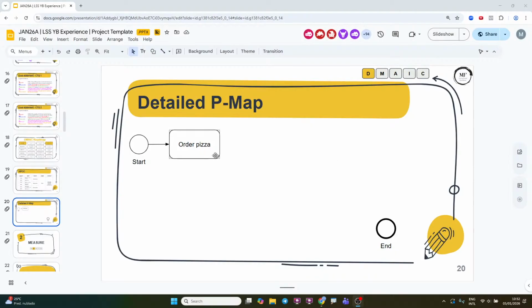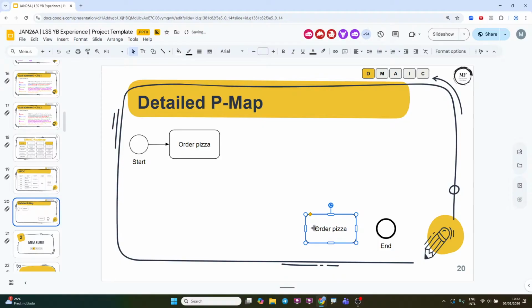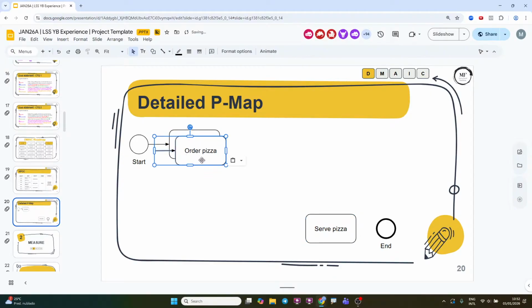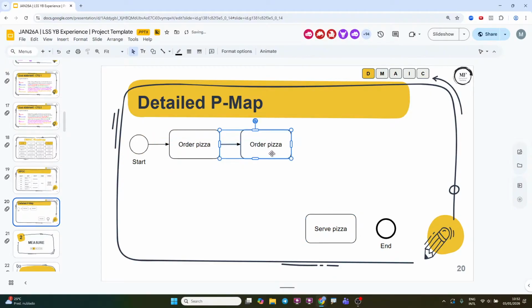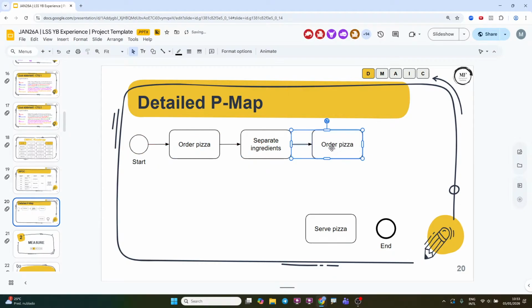Order pizza, and then we know that the last step is serve pizza. Yeah? Serve pizza. So after ordering pizza, we can say that separate ingredients. Let's suppose we have observed that, okay? Don't put it from your mind. In this case, it's a simulated project. But in a real project, you want to indicate what you saw in reality. Separate ingredients.